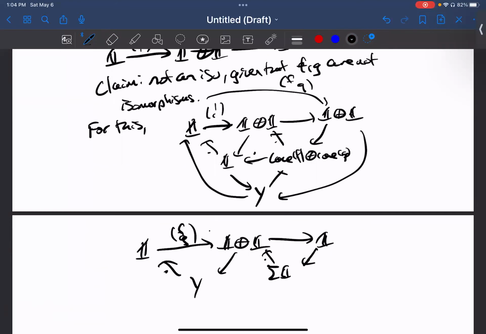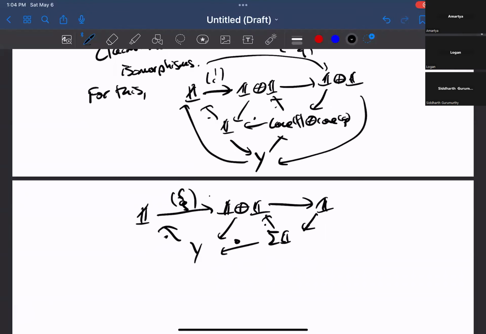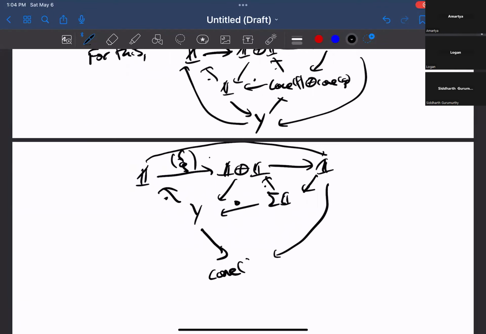The cone here we define to be Y, with this map this way. This is the cone of F plus G here, which is what we want to show is non-zero. We have this here, we have this here.